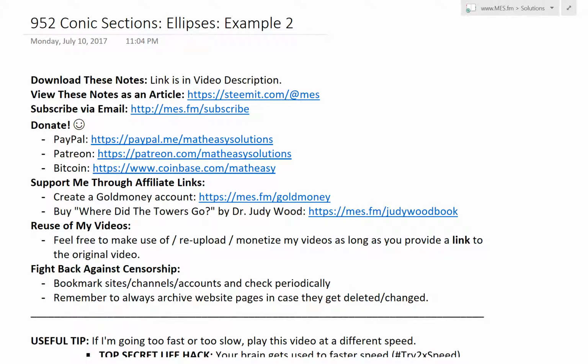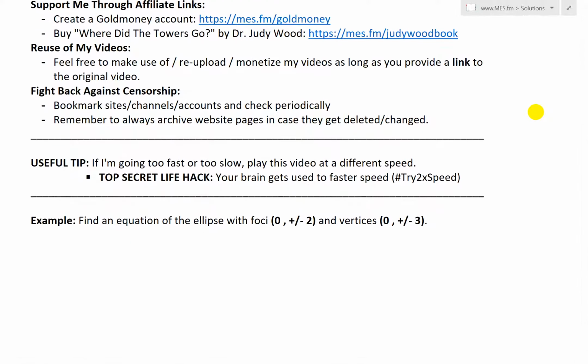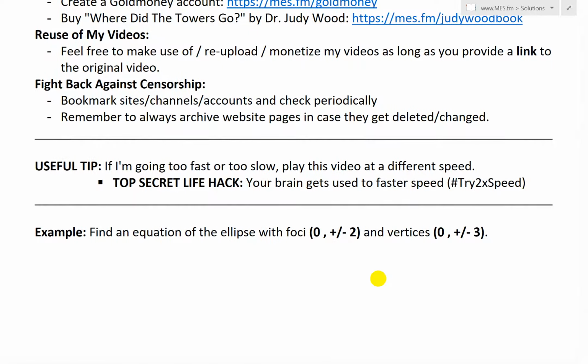Time to discuss further into conic sections and now look at further into ellipses and go over example 2 of the example series. So make sure to watch my earlier videos to get caught up.